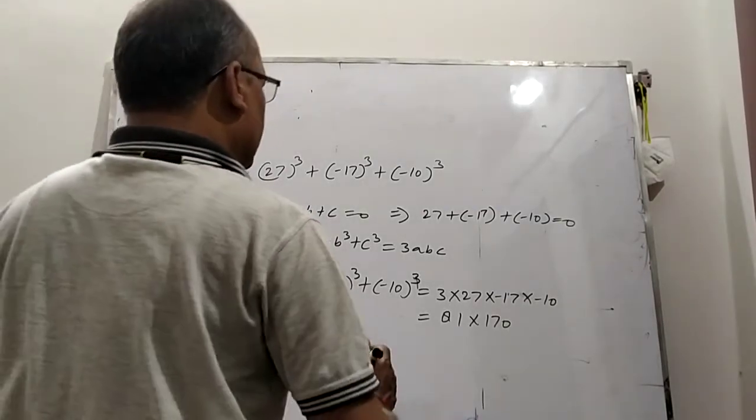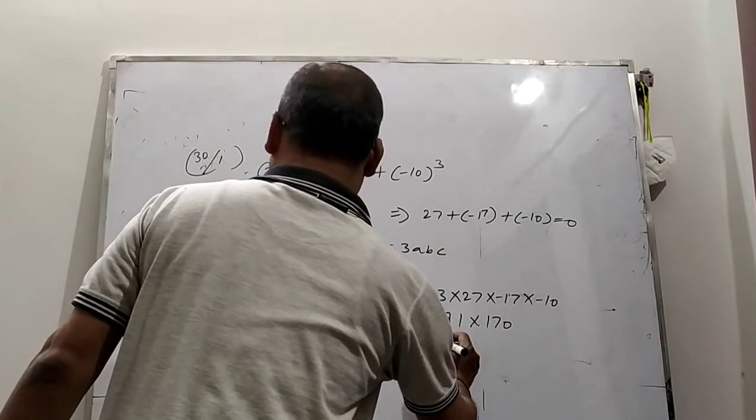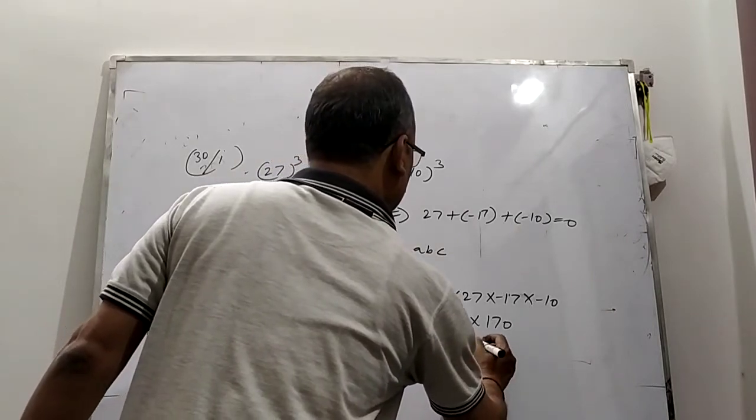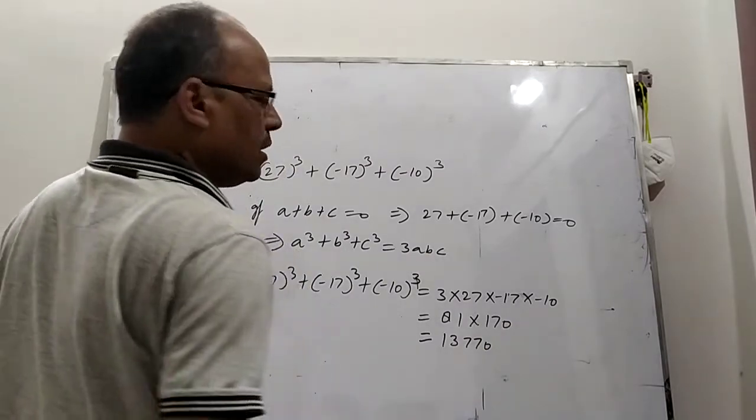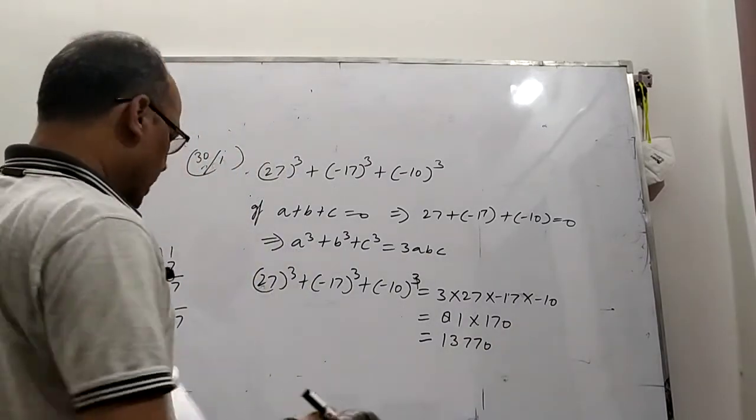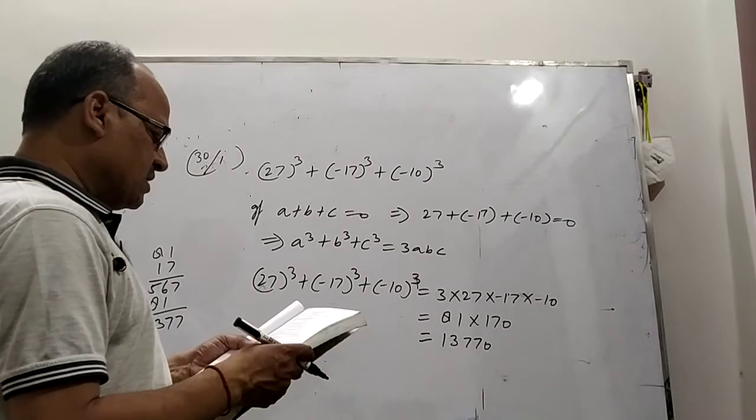Now see, this value will be equal to, you will multiply, you will get the result. Clear? Okay, in this way you will try to solve this exercise.